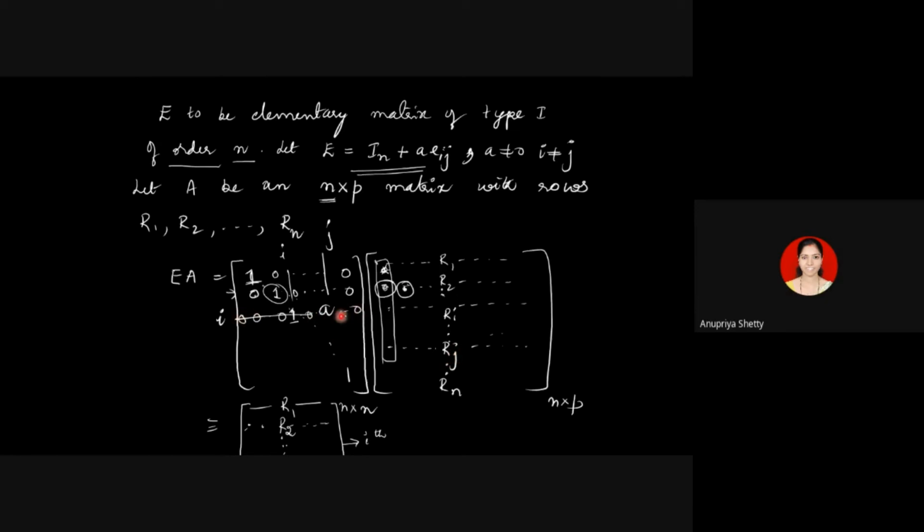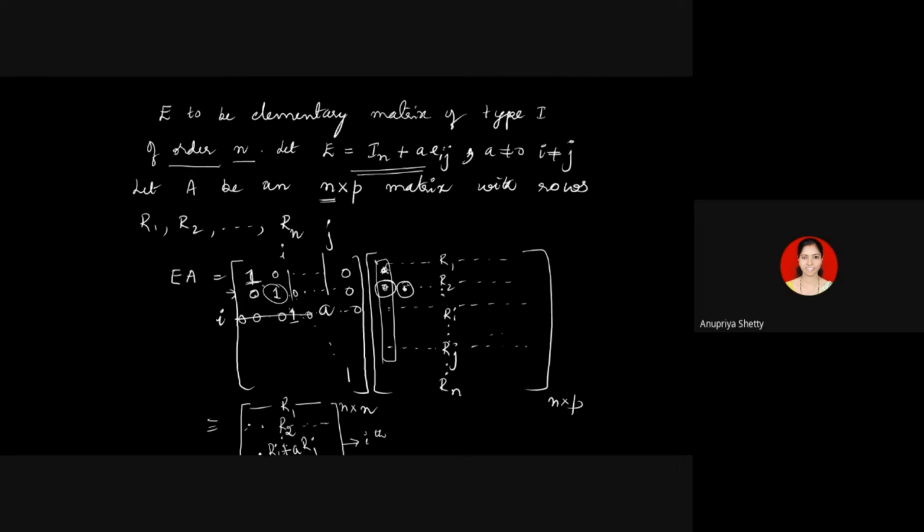Similarly, when the same ith row is multiplied with the second column, what will happen? Zeros get multiplied with other entries. 1 gets multiplied with the entry from the Ri row, and A gets multiplied with the entry in the Rj position. So every time you will have an entry from Ri plus A times the entry from Rj. Therefore, the ith row of this product matrix EA is going to be Ri plus A times Rj.